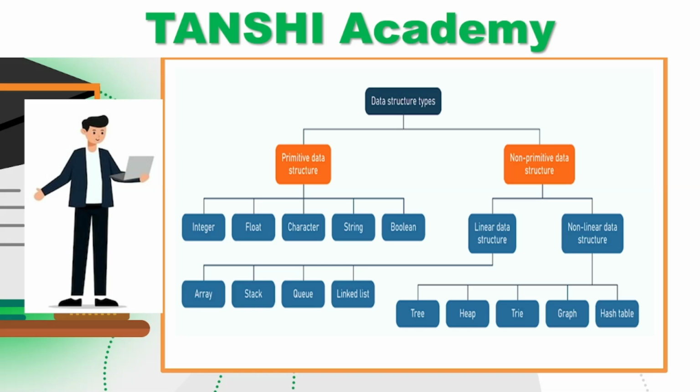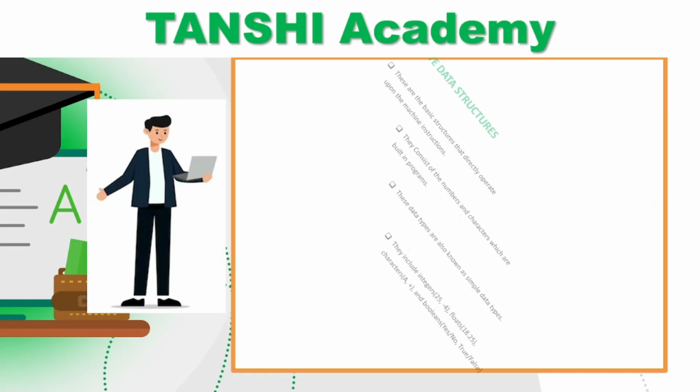So my dear students, most importantly, understand how the diagram is arranged. Non-primitive data structures are further divided into two: linear and non-linear. And of course, primitive data structures are simple data structures. They are classified into five. So we take note of the diagram. The diagram paints the entire picture of the different types of data structures.